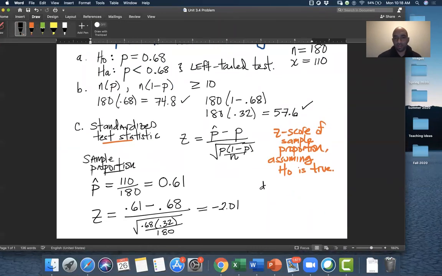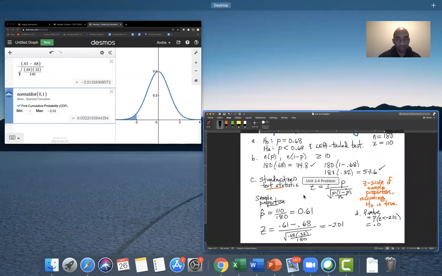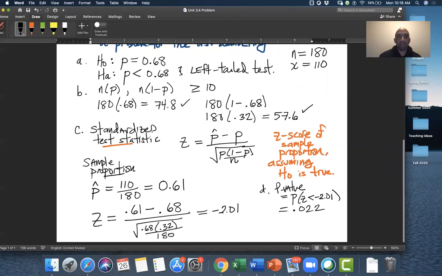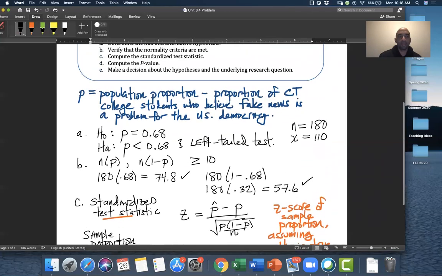So D, the p-value, that was the area to the left. That's the probability that Z is less than negative 2.01. And that area was, let's double check, 0.022. So we're at the last step now. It says make a decision.